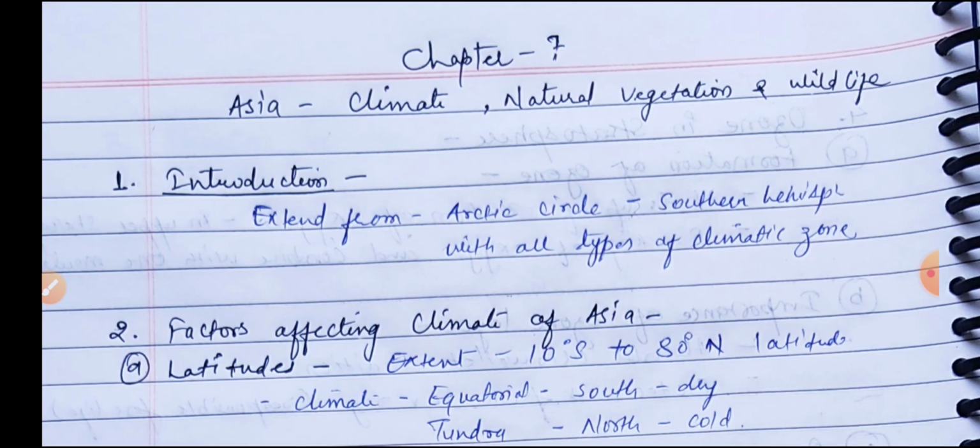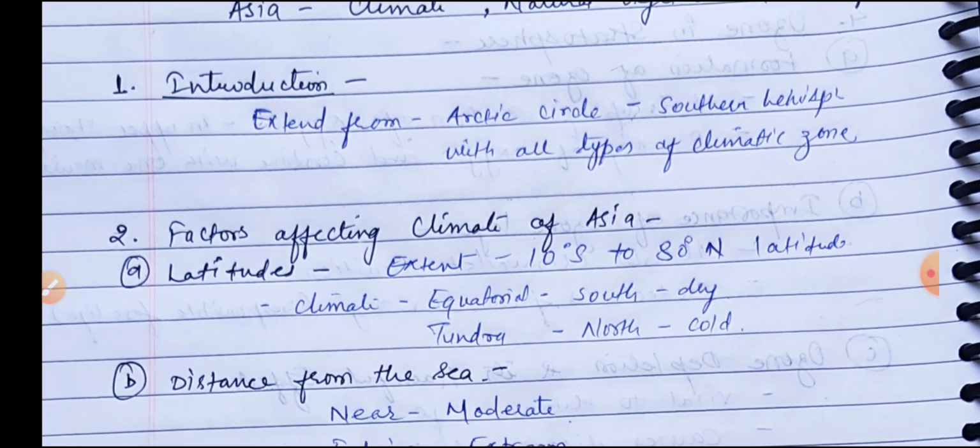So today I am going to start a new chapter, chapter number 7. It is Asia: Climate, Natural Vegetation and Wildlife. We already completed the physical and political divisions in chapter number 6. In this chapter we are talking about the climate, the natural vegetation and the wildlife. So, first of all, we start from the introduction.